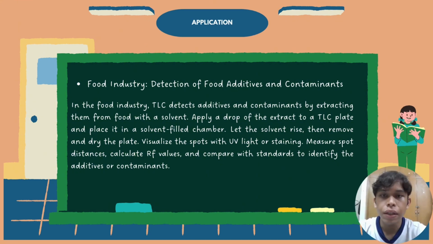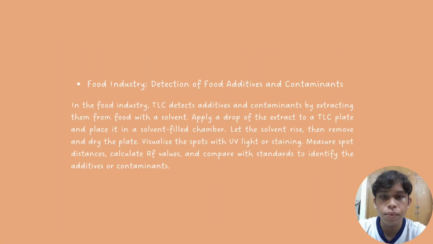The second application is the food industry, detection of food additives or contaminants. In the food industry, TLC detects additives or contaminants by extracting them from food with a solvent. Apply a drop of the extract to a TLC plate and place it in a solvent-filled chamber. Let the solvent rise, then remove and dry the plate. Visualize the spots with UV light or staining, measure spot distances, calculate RF values, and compare with standards to identify the additives or contaminants.